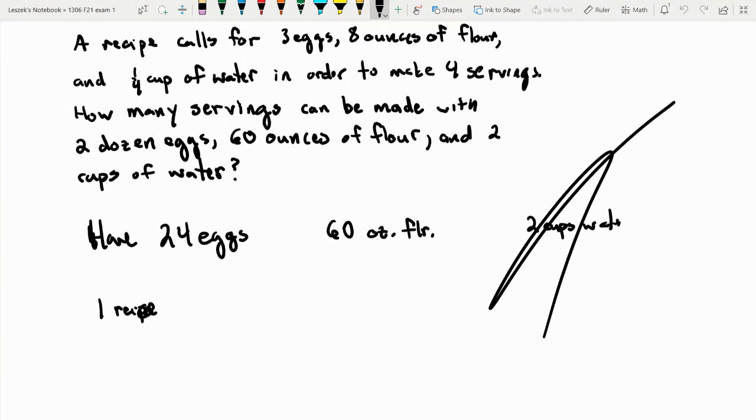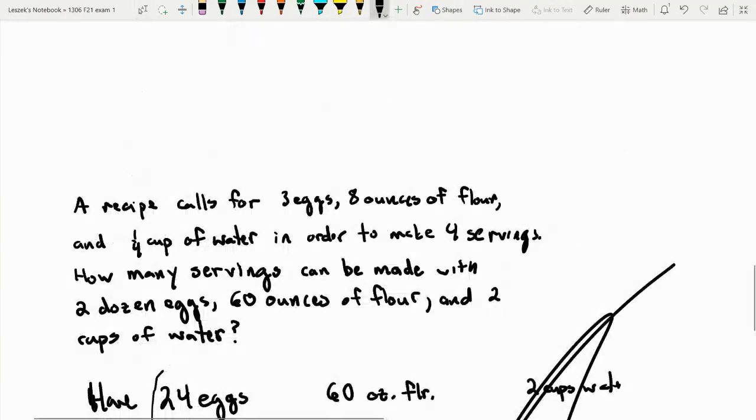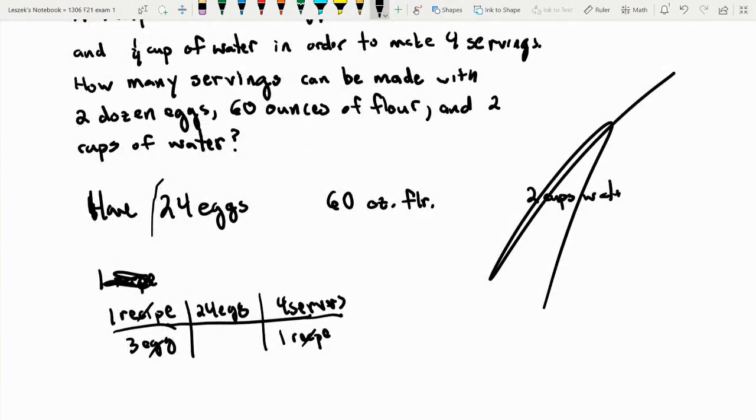So one recipe calls for 3 eggs, right? Now we have 24 eggs, and we know that one recipe also makes 4 servings. Doing the dimensional analysis, or whatever this is called, the recipe units cancel out, the eggs cancel out, and we're left with 24 servings, if you're just thinking about the eggs.